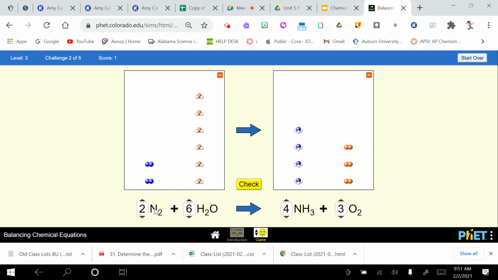Now, all of these coefficients, except for 3, I could reduce them all down, but for 3, nothing will go into 3 that will also go into 4 and 6 and 2. So this should be correct.